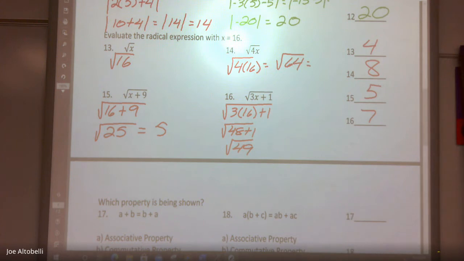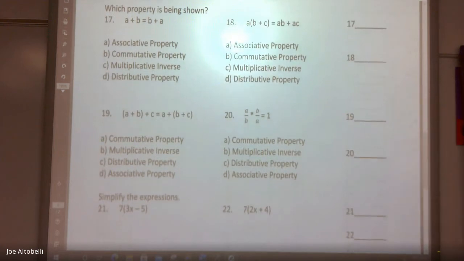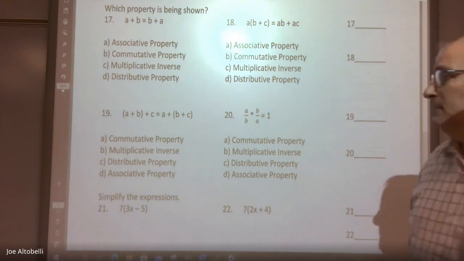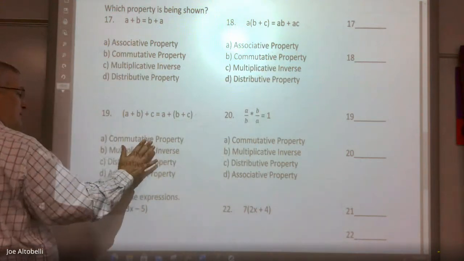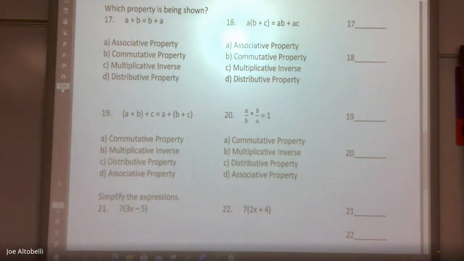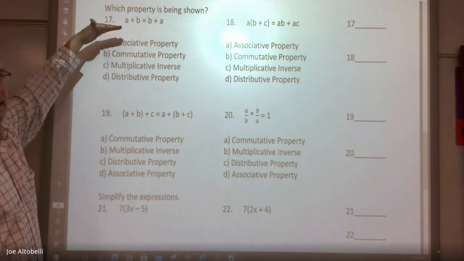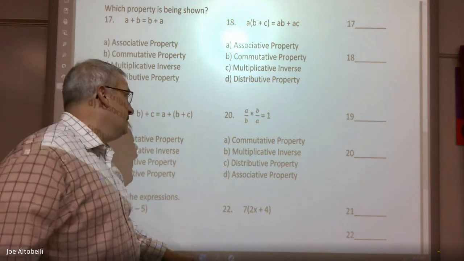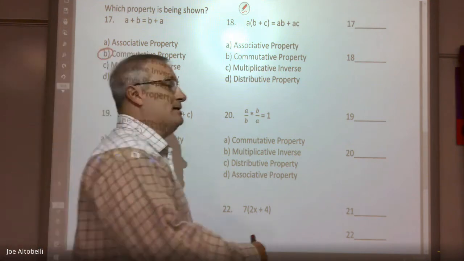Okay? All right. Number 17, 18, 19, and 20 are your property questions. It is the 4 properties. Notice on all of these, we have the same 4 properties listed. They're just not listed in the same order. Okay? So, number 17. When you're looking at 17, you have to know which of these properties it is. And hopefully, for 17, you get B.